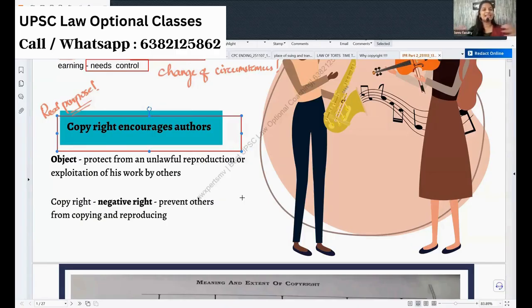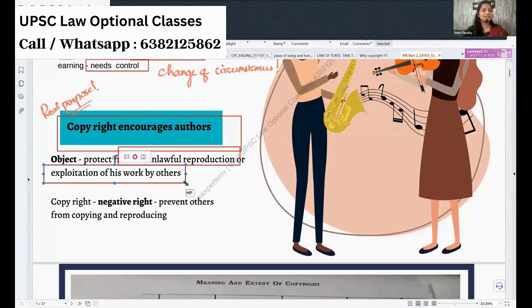Now what happens? He gets an authorization. Because of this authorization, we encourage the author to do even more. Okay, so that is the object. So what is the object? The object is to protect from unlawful reproduction or exploitation of an author's work. That is the total idea of copyright.